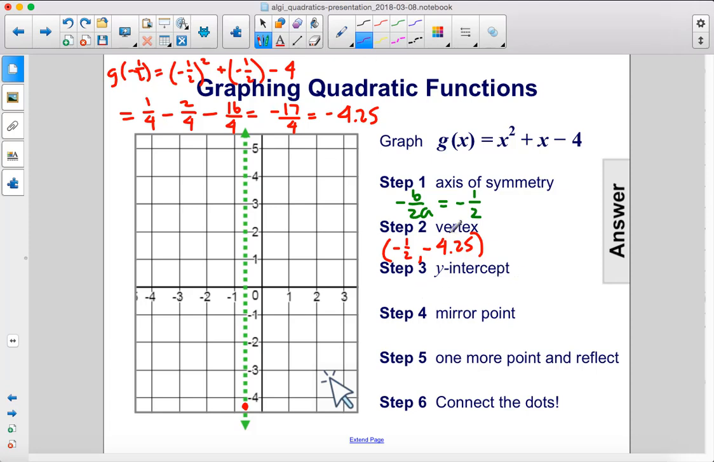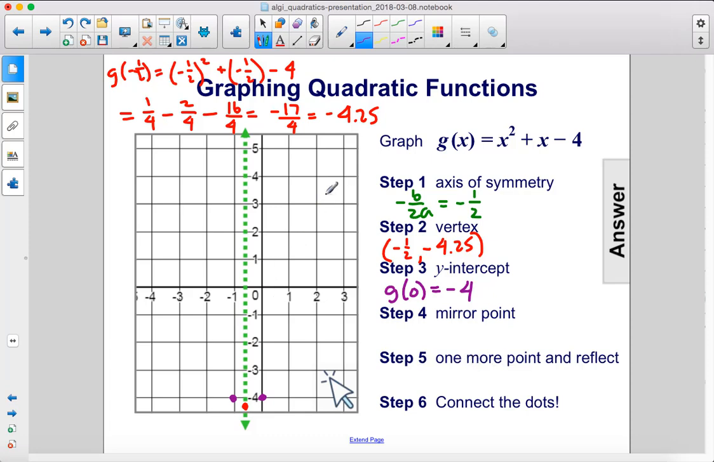Moving on, our y-intercept is when we plug 0 in for x there. So that gives us 0, and negative 4. So 0 and negative 4. All right, the mirror point would be 1/2 to the other side, so there. One more point and reflect.